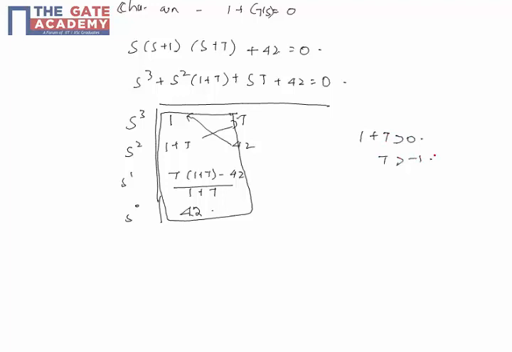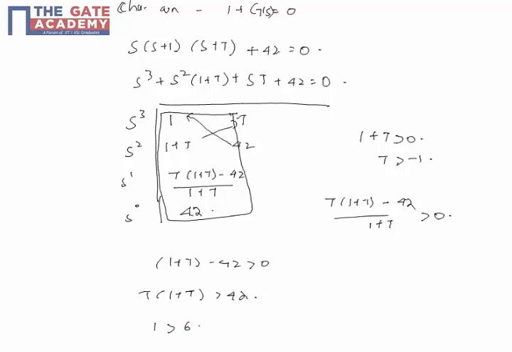So that is one condition, and let us see what is the condition that we will get from the third row. Okay, here we have (t into (1 plus t) minus 42) by (1 plus t) is greater than 0. Okay, we very well know that 1 plus t is greater than 0 because that is the condition we have from the second row. So I can safely say this particular value is greater than 0 if t into (1 plus t) minus 42 is greater than 0, or t into (1 plus t) is greater than 42, which means we know 6 into 7 is 42. So t should be greater than 6.